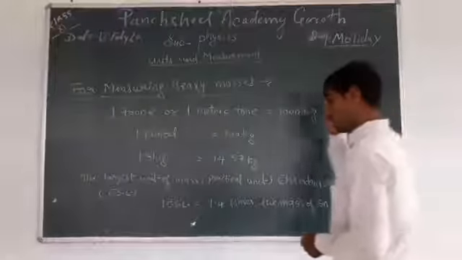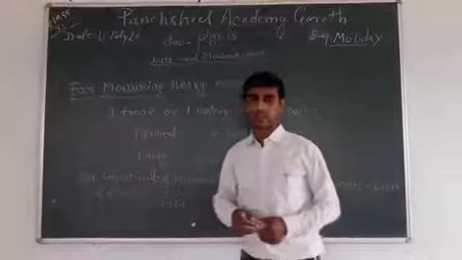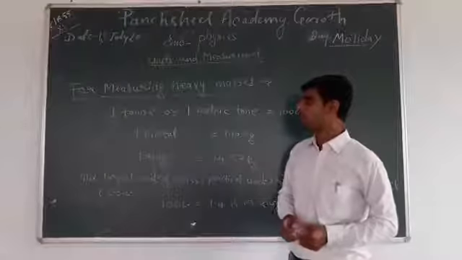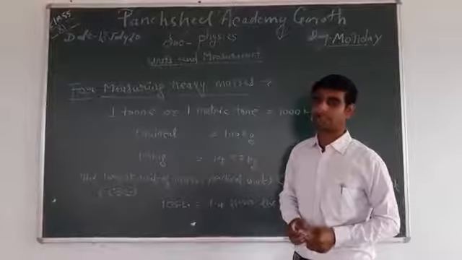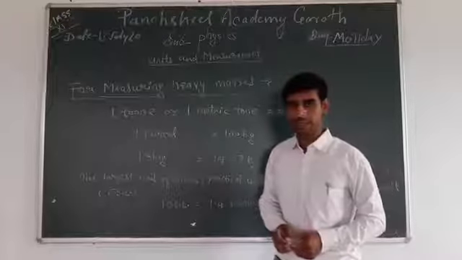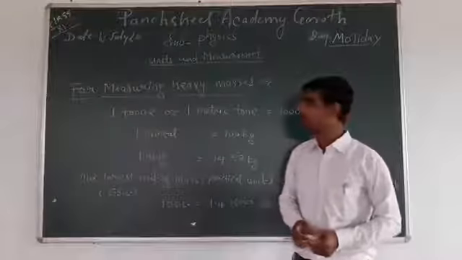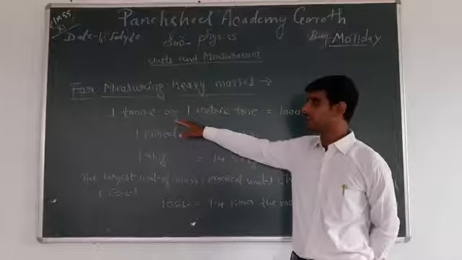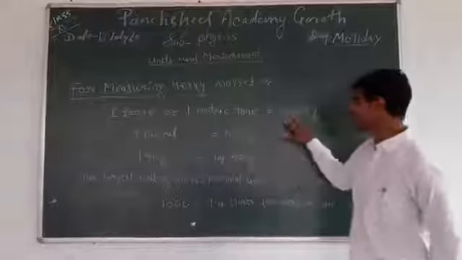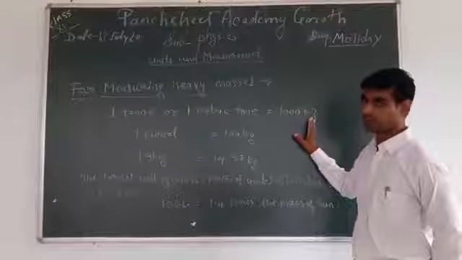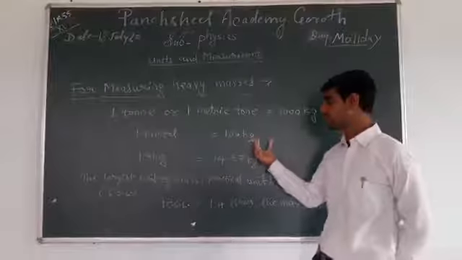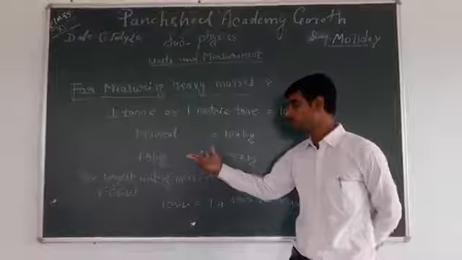So after the measuring units of length, we will discuss measuring heavy masses. All of you know that the SI unit of mass is the kg. First, 1 ton or 1 metric ton equals 1000 kilogram, and 1 quintal equals 100 kg. All of you know about this.